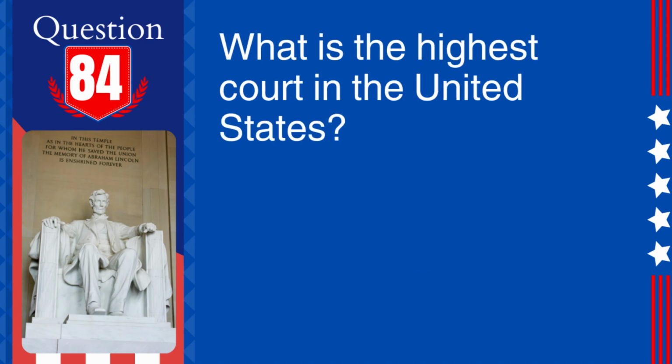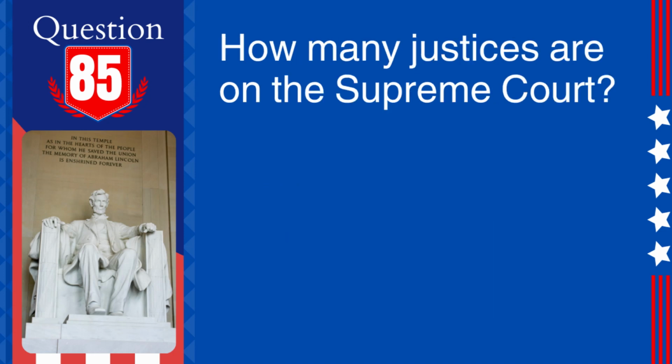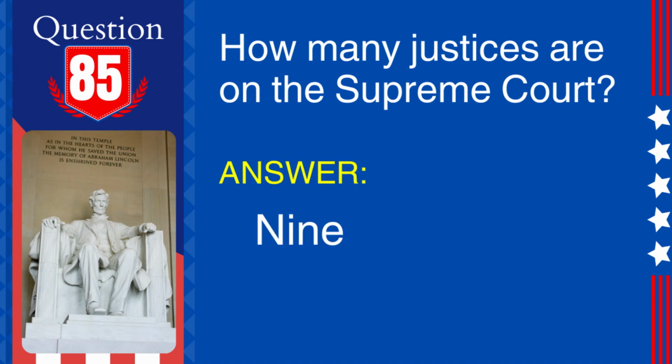84. Question: What is the highest court in the United States? Answer: The Supreme Court. Explanation: The Supreme Court is the highest judicial authority in the United States, with the final word on matters of federal law, including the Constitution. 85. Question: How many justices are on the Supreme Court? Answer: 9. Explanation: The Supreme Court consists of 9 justices, including 1 Chief Justice and 8 Associate Justices.